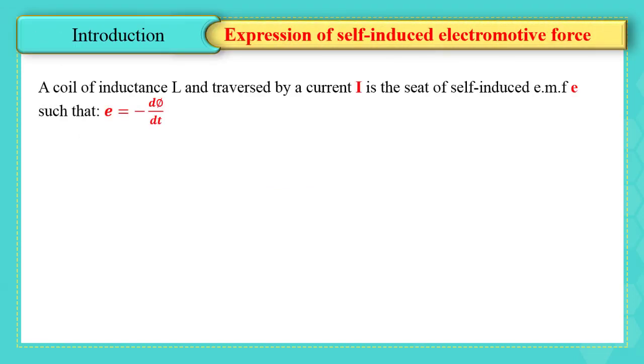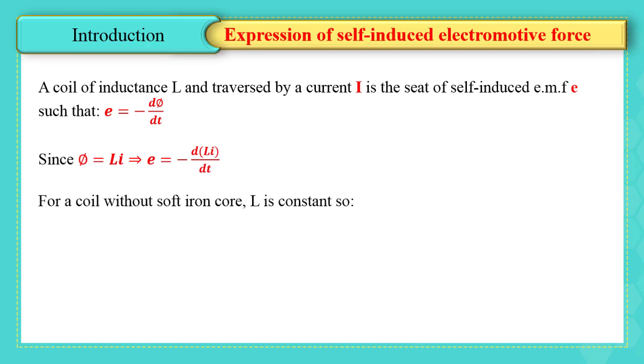Expression of self-induced electromotive force. A coil of inductance L and traversed by a current i is the seat of a self-induced EMF e, and according to Faraday's law, e is equal to minus d phi over dt, where phi represents the self-flux. And since the self-flux is equal to Li, so e is equal to minus d(Li) over dt.